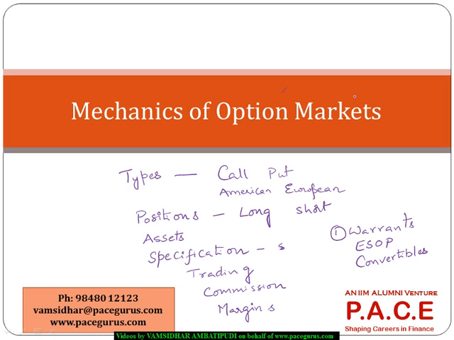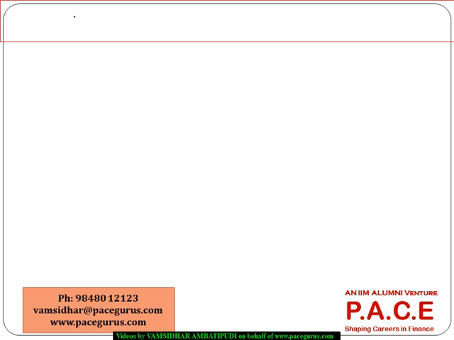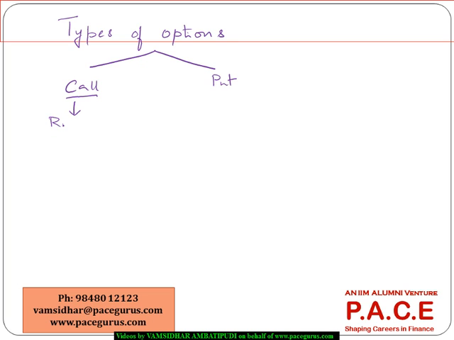All right. So to get started, the first thing I will be focusing on is an understanding of the different types of options. We know that there are two major types of options: one, a call option, and two, a put option. So whosoever has taken the call option, we are talking about the right to buy. Whosoever has taken a call option has the right to buy an asset in future.